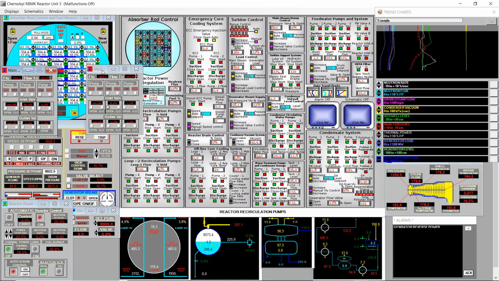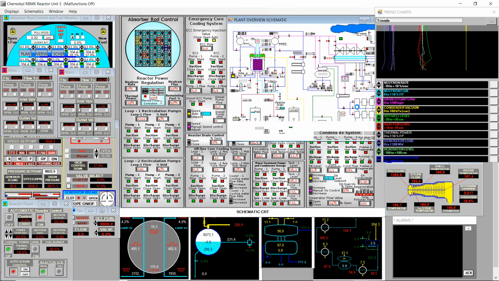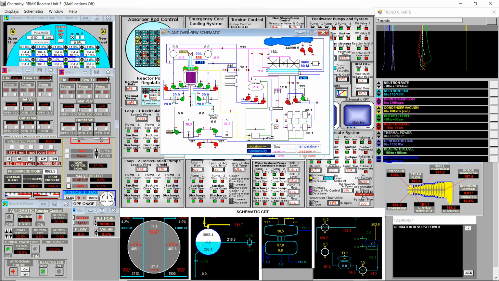In an RBMK reactor, the recirculation pumps are very much like the core flow pumps in a boiling water reactor. So this is not like the primary recirculation pumps in a PWR reactor. Those are more like the condensate system here. So I will open the schematic to explain a bit better.